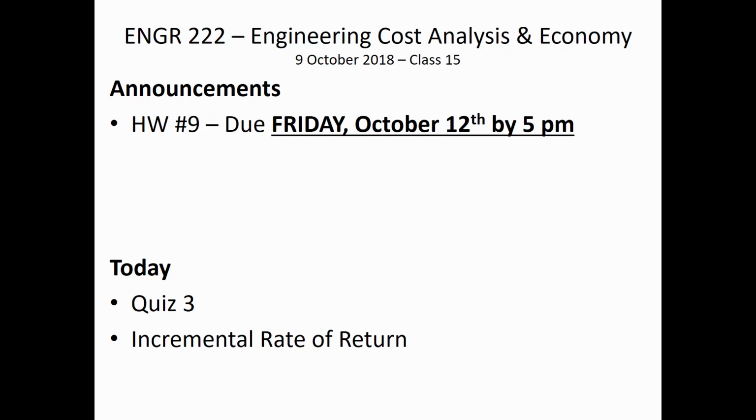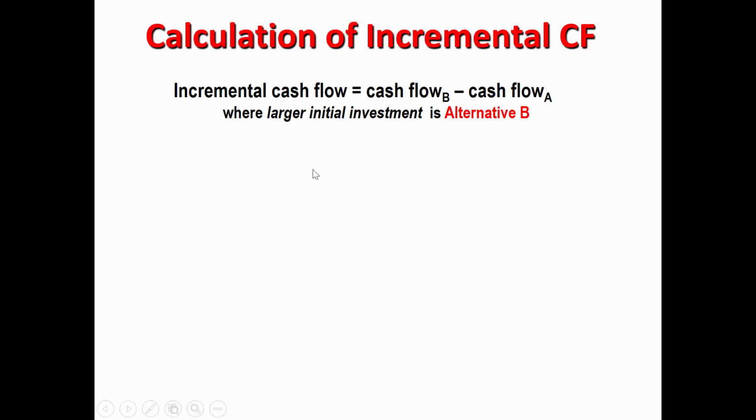So what we're going to talk about today is a way of using rate of return to compare alternatives. Now we can always use external rate of return to compare alternatives, but remember, internal rate of return we had to be a little bit more careful about. So this is a way of, with a twist, using internal rate of return to compare alternatives. So incremental cash flow means the difference from one alternative to the next.